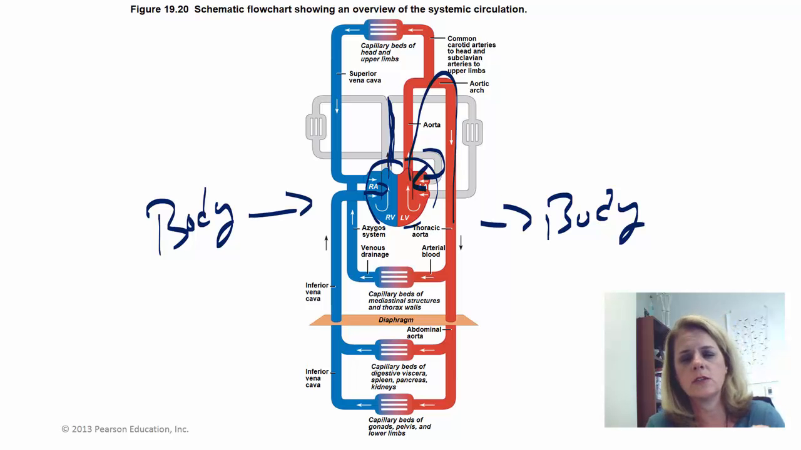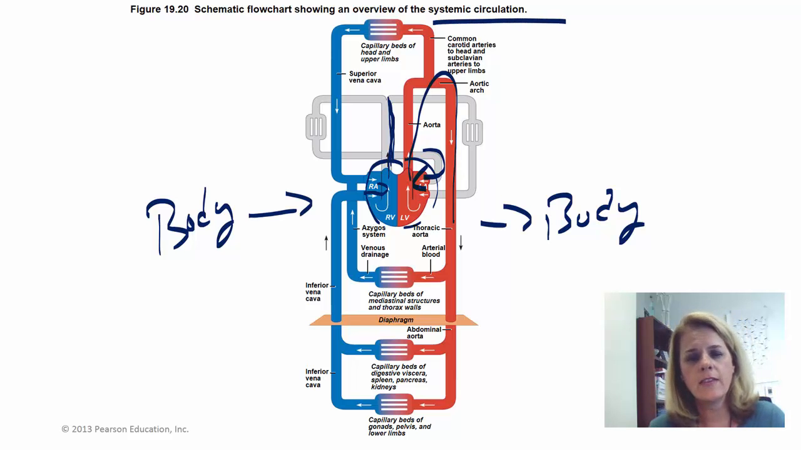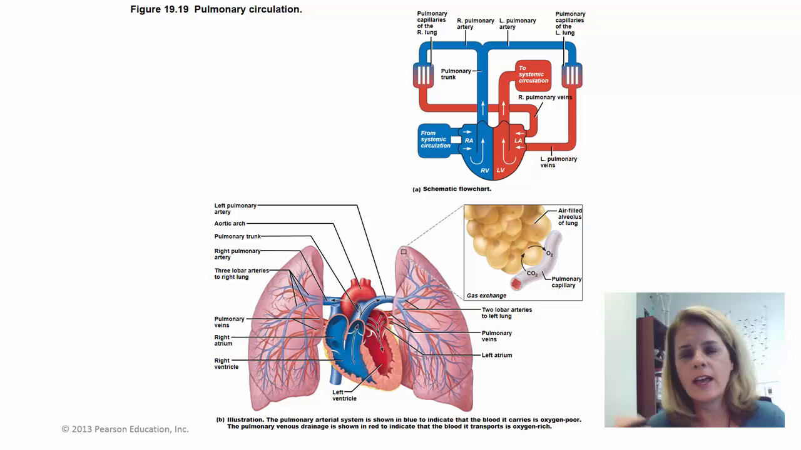So it's one continuous system. You have two circuits. There's a systemic circulation, and that's the blood that's coming from the body to the heart and then back out to the body. So that's one set of circulation. Between coming into the heart and going out to the body, it's got to go through the lungs, and that's the other set of circulation. That's what's called the pulmonary circulation.